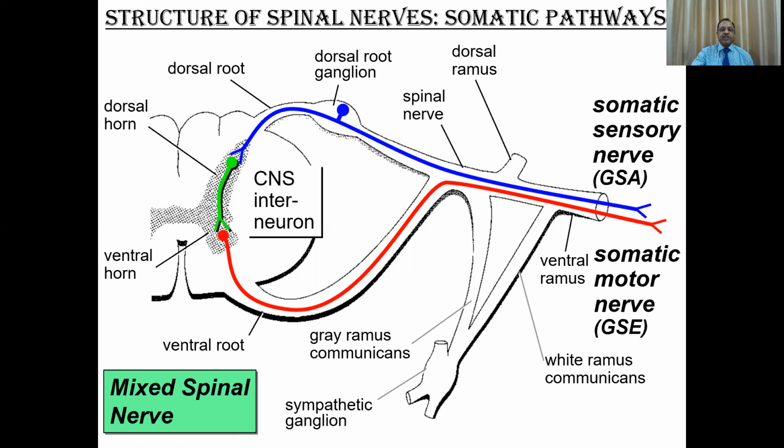These are the 22 pairs of ganglia lying on either side of the spinal column, also called the sympathetic chain. And then from here, after synapsing, the postganglionic neuron emerges and then joins the spinal nerve through the gray ramus communicans and proceeds to the effector cell.